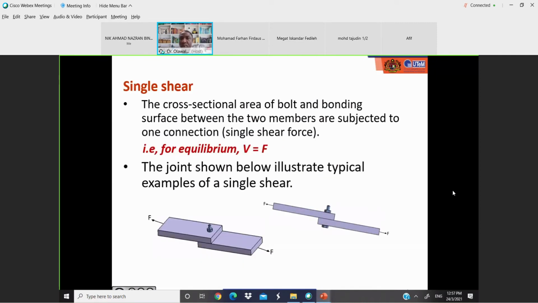And as a result, you can have what we call the single shear, double shear, or multiple shear. How do I mean? I'm looking for something to explain this better. Okay. You can see this here. Okay. If you see this, this is how you apply your force.